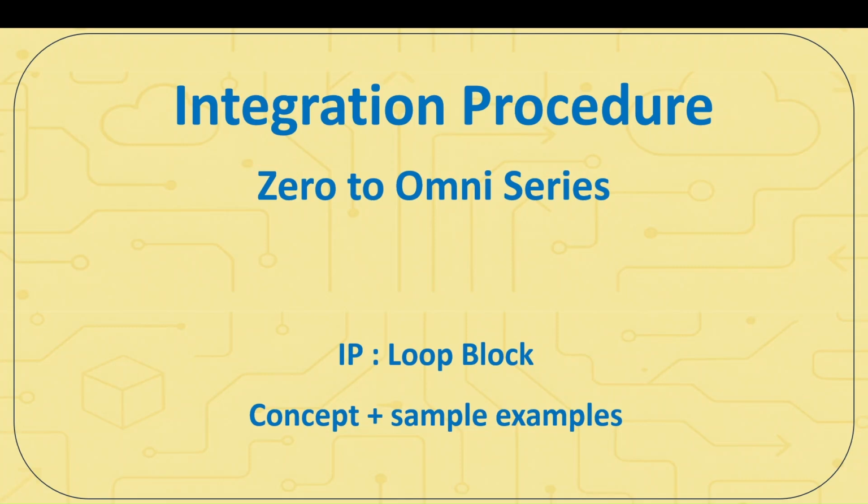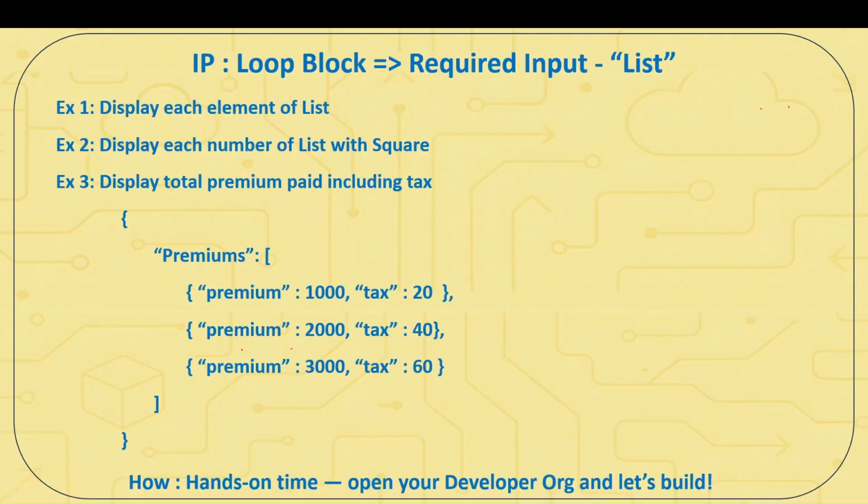In this video, let's see a conceptual understanding of loop block in integration procedure. We need to use loop block when we need to repeat execution for each record of a list. Here premium is a list, this is a list notation, and I want to perform some kind of operation on each record of this list repeatedly, then I need to use the loop block. Let's understand how this works and how we can make use of this loop block.